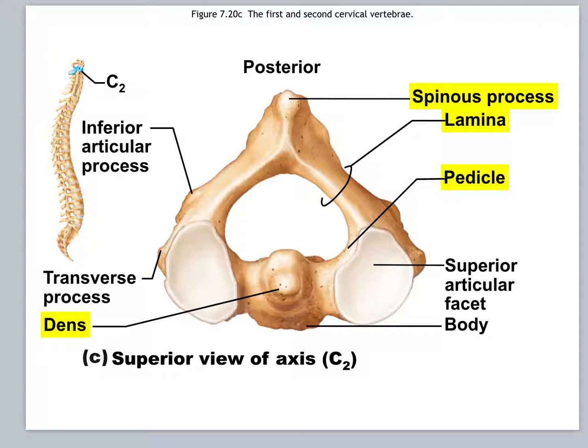This is another view of C2, looking down from above. This would be the dens, which sticks out from the slide. It's kind of hard to see because it's a three-dimensional process that sticks out.